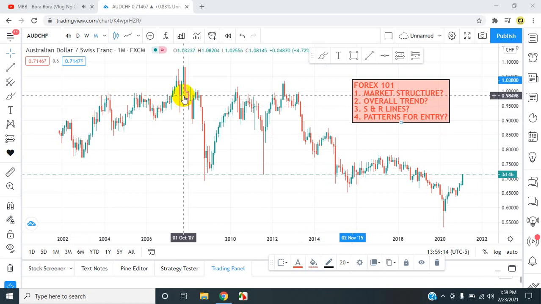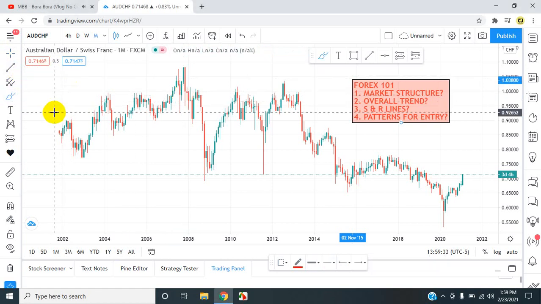Forex 101. Number one, we'll be identifying market structure. Number two, identifying overall trend. Number three, identifying SR lines in the market. Number four, identifying patterns for entry. Let's start off with market structure.